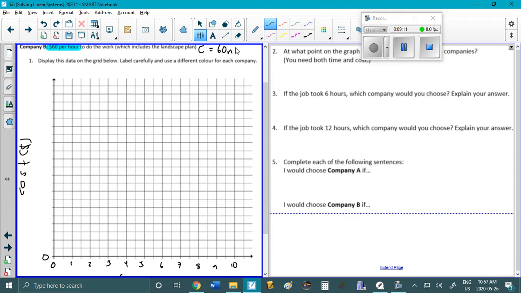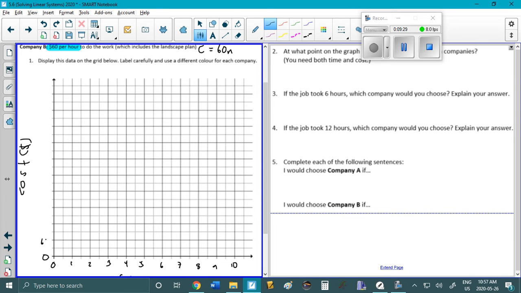And we got 600 here, so let's go up to 600. So 100, 200, 300, 400, 500. Oh, that's not good enough. So let's go 100, 200, 300, 400, 500, 600. No, let's do better than that.